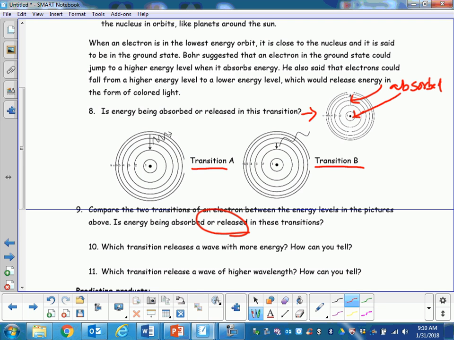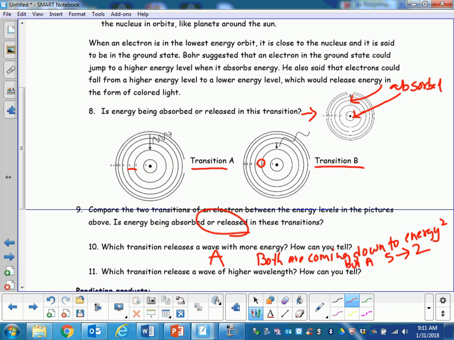Look at the height. They're both coming to energy level 2. Is that right? But one is coming all the way from 5. The other one is coming from 4. So transition A has more energy. How can you tell? It's a bigger jump. Both transitions are coming down to energy level 2, but which is a higher transition? A's transition is 5 to 2. Is that right? Therefore, it's higher in energy.